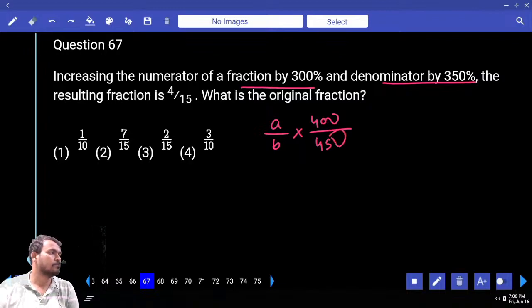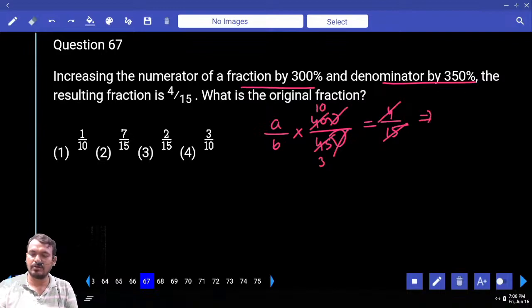450. Increased by 300 means adding 300. Increased by 350 means adding 350. That is equal to which fraction? 4 by 15. Numerator 0, denominator 0 cancel. 15 almost 3 times. 4 10 times. Then A by B equal to 3 by 10.